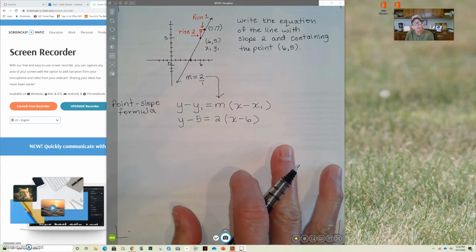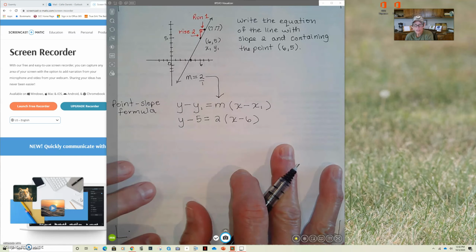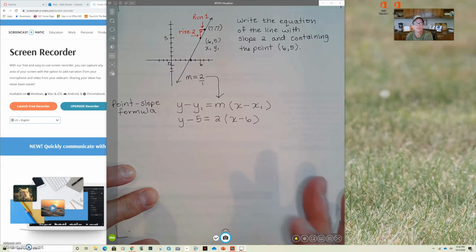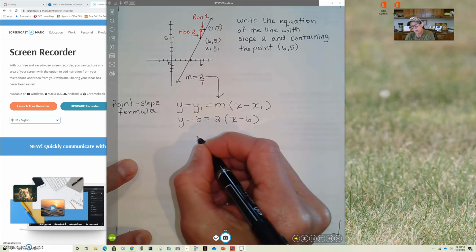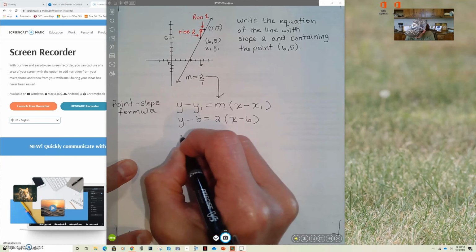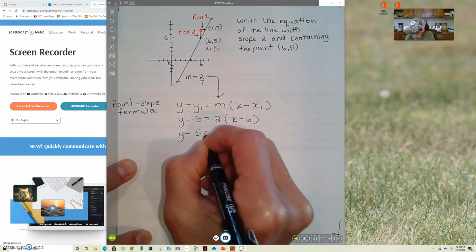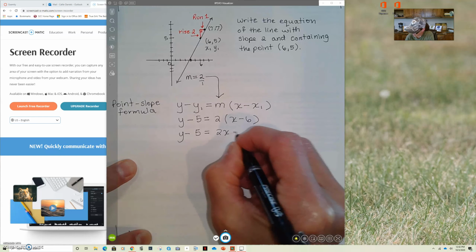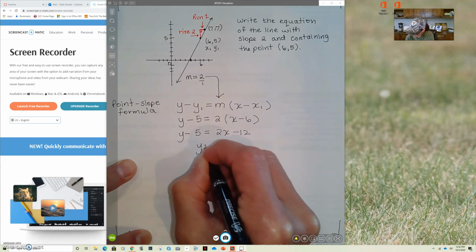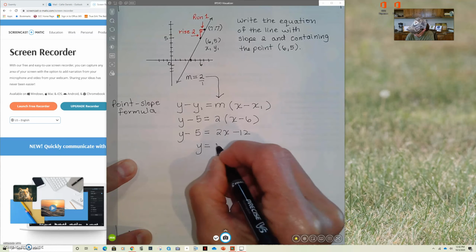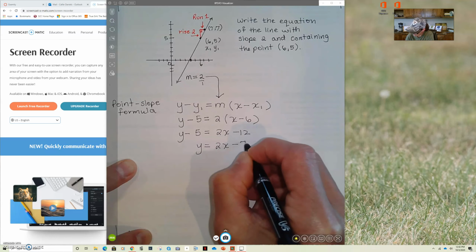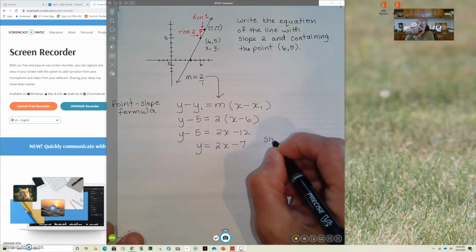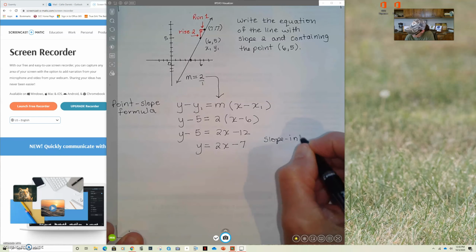So at this step we've got the equation of our line. I'm going to go ahead and write this equation in slope-intercept form, and then we'll look at its equivalent standard form. So to write it in slope-intercept form, we will solve for y. I'm going to start by distributing the 2 to write that y minus 5 is equal to 2x minus 12. And then let's add 5 to each side. Negative 12 plus 5 is negative 7. So again, here we've got the slope-intercept form.